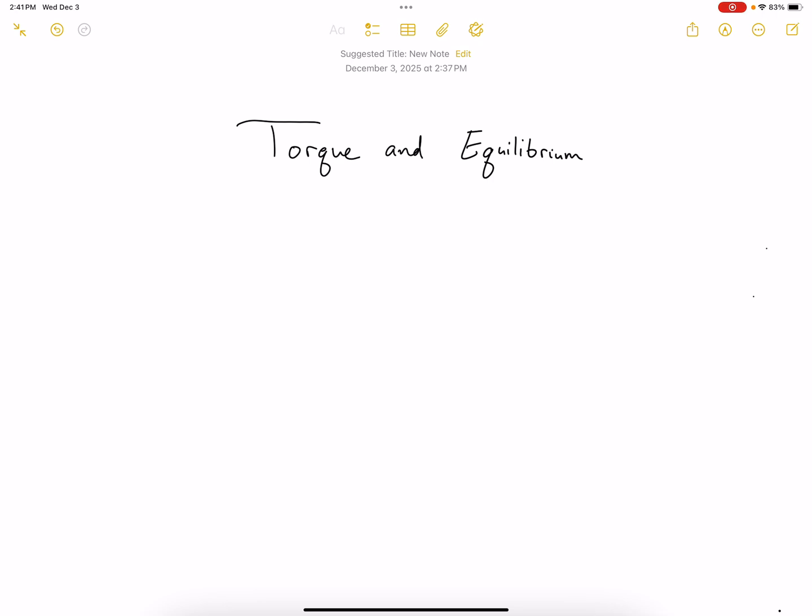So let's go over just the basics, and we'll also discuss what is torque and what is equilibrium, so we have a greater understanding of what is happening. Let's start with the idea of what is torque. What is this word that I'm using here? Torque is what happens when I use a force to rotate something. So this is what we're going to call a rotational force.